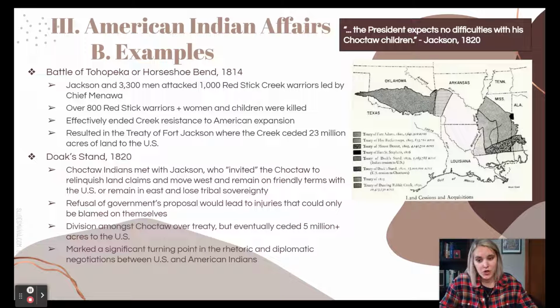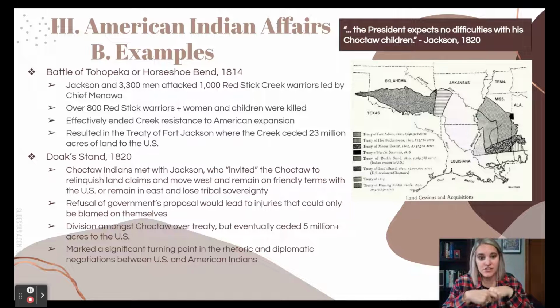Another really significant turning point in the relationship between American Indians and the United States government is at Doak's Stand in 1820. This is where some Choctaw Indians met with Jackson. Jackson was not president, he was a general at the time, and he invited the Choctaw to relinquish their land claims. So either they can remain sovereign, autonomous American Indian tribes, but they must move west if they want to do that, or they will remain in the east and basically lose their tribal sovereignty.